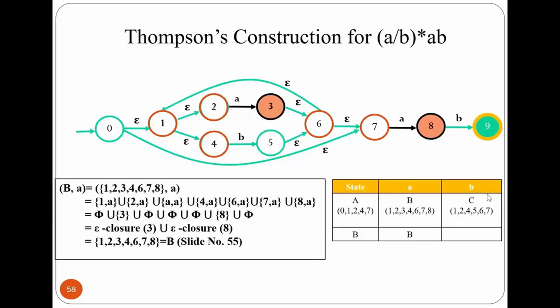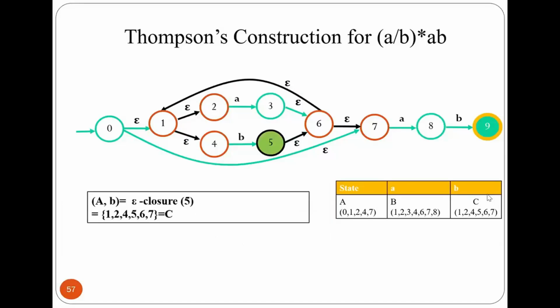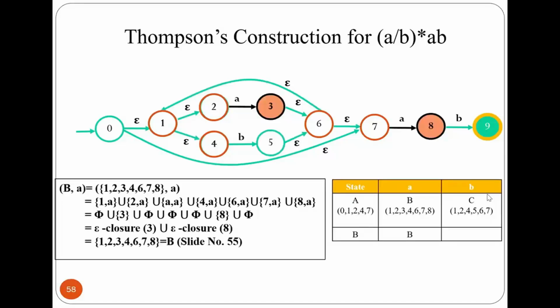Now I go to capital B, comma small a. Now we find B, comma A. 1, 2, 4, 1, 2, 3, 4, 6, 7, 8, comma A. Again, same: 1, comma A union 2, comma A up to 8, comma A. We will check in the NFA, which was 2, comma A gives us 3, 7, comma A gives us 8. So this is E closure of 3 union E closure of 8. We have already calculated this. So this is capital B itself. Fine. Now we have calculated capital B, comma A.